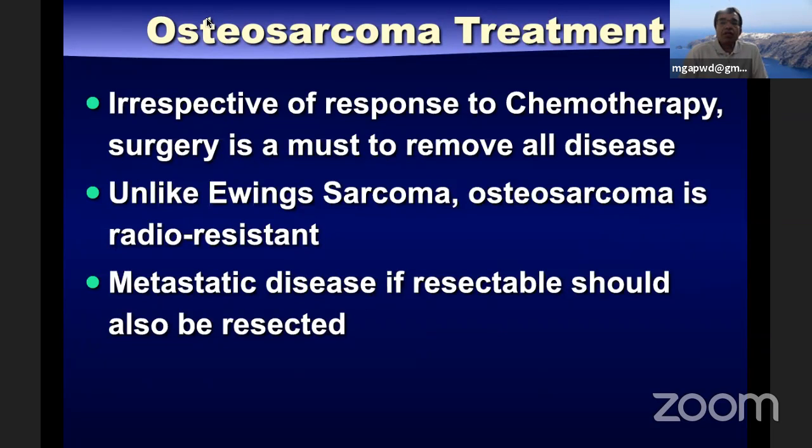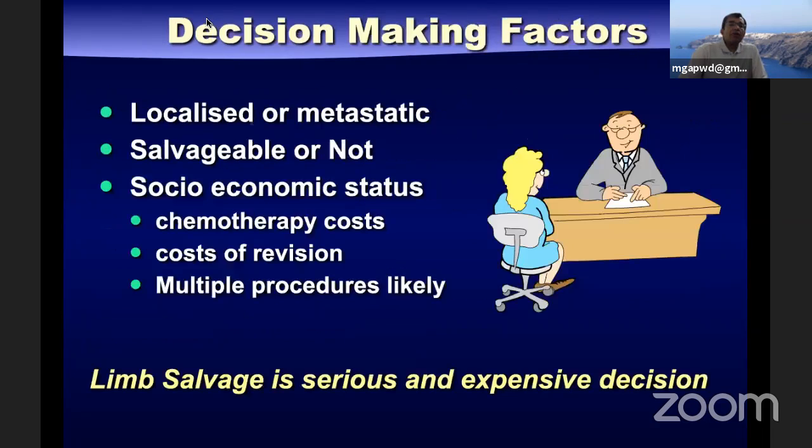So we don't treat these by radiation, we treat these by surgery, because osteosarcoma is extremely radio resistant, unlike Ewing's, where radiation can be used. But even in Ewing's sarcoma, surgery is better than radiation. And we have to remove all the disease if we have to get a cure. So even if the patient has metastatic disease, for example, nodules in the lung, and it can be resected, the plan is made to remove even the metastatic disease. So we have to remove all existing disease, even though chemotherapy has been given.